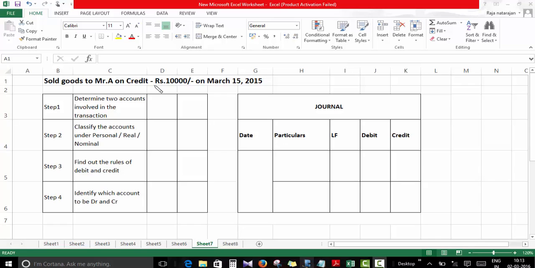Sold goods to Mr. A on credit rupees 10,000 on March 15, 2015. We have to pass accounting entry. So let's go step by step. Step 1. Determine the two accounts involved in the transaction.